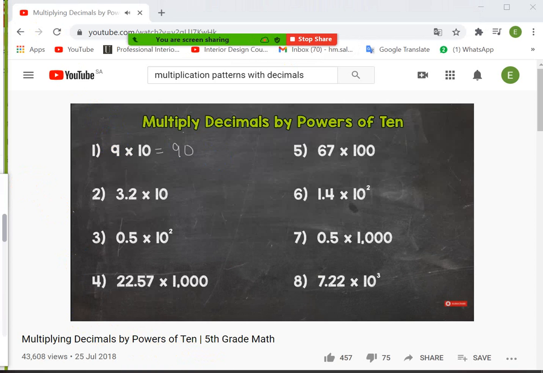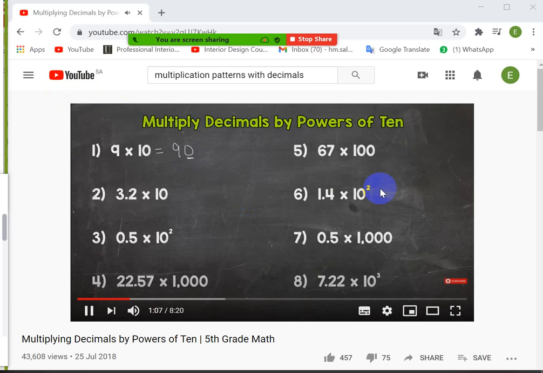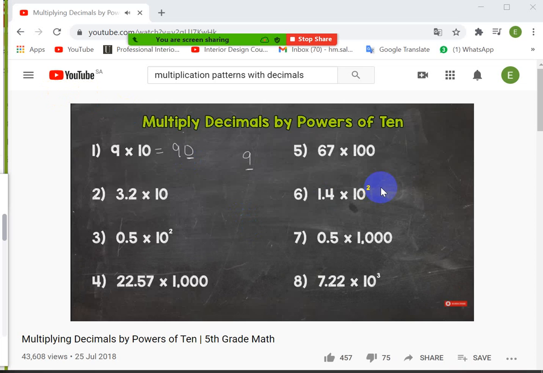And like we talked about when we multiplied whole numbers by powers of 10, we used zeros to push that 9 one place to the left to make its value 90. Because we started with a 9, right? And we multiplied by 10, so we moved the 9 one place to the left from the ones place to the tens place using a 0 to change the value of that 9. So with decimals, let's take a look at number 2 here.